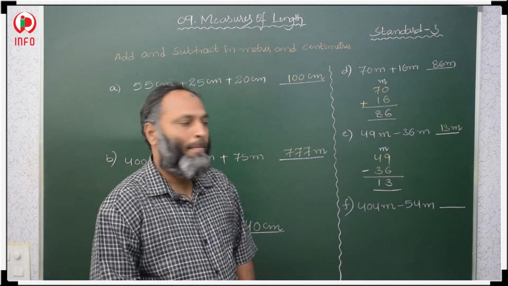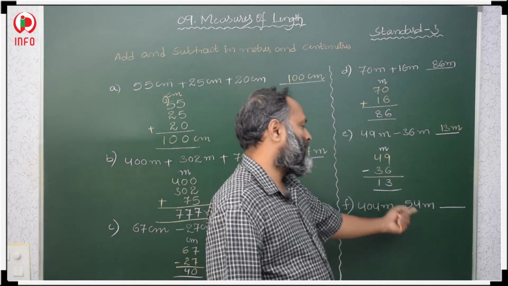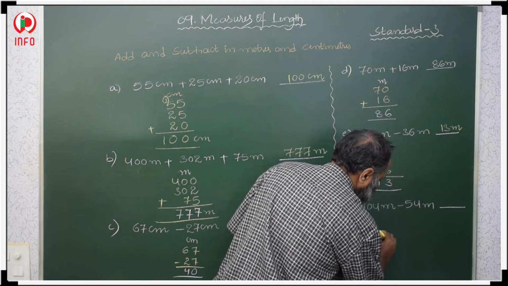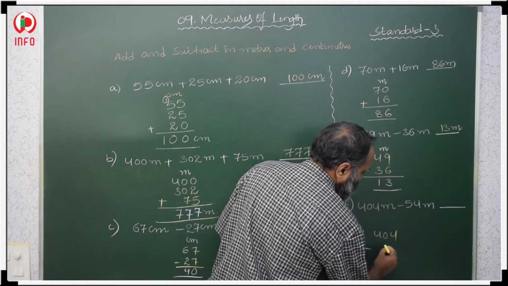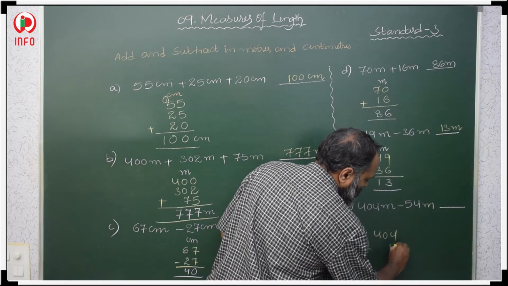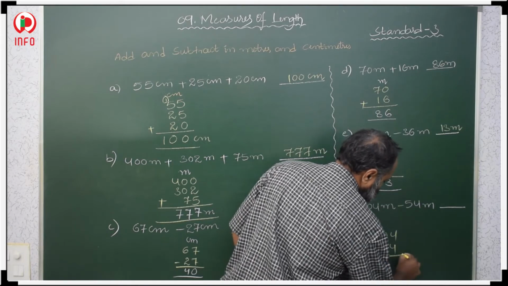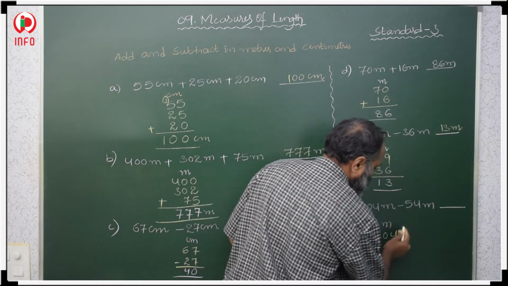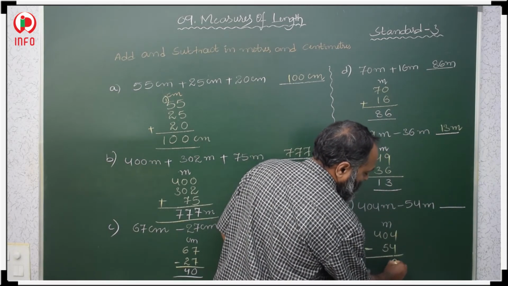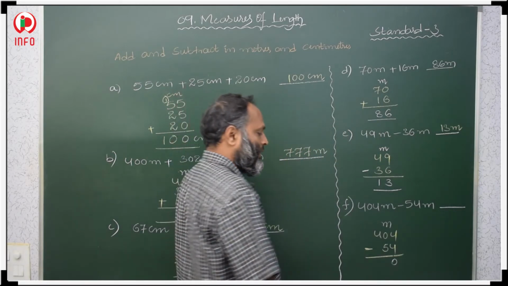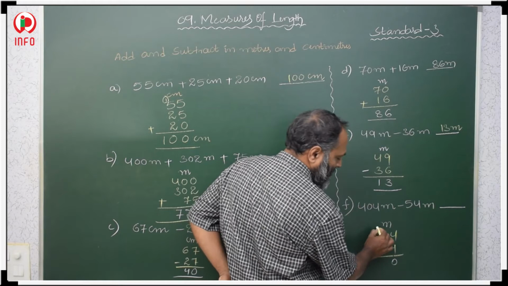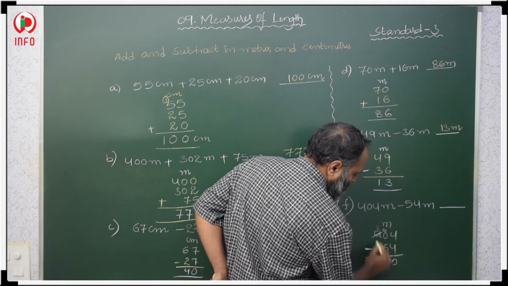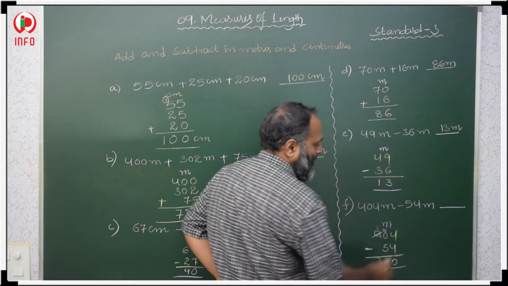Now after that 404 meters, 54 meters we have to subtract. 404 meters minus 54, how to write? So 4 in 1's place, 5 in 10's place, in this way we have to write. Okay. These are in meters. 4 minus 4, same number minus same number is 0. Then after that, from 4th place we have to take carry over, here you will get 3, here 10. 10 minus 5 is 5, here 3. 350 meters.